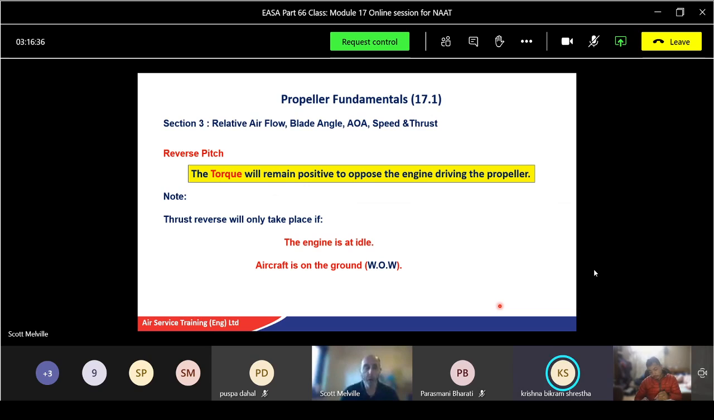Anybody know what I mean by WOW? Anybody know? W-O-W? Anybody got an idea of what that might stand for? So the aircraft's on the ground, what's going to activate on the ground?